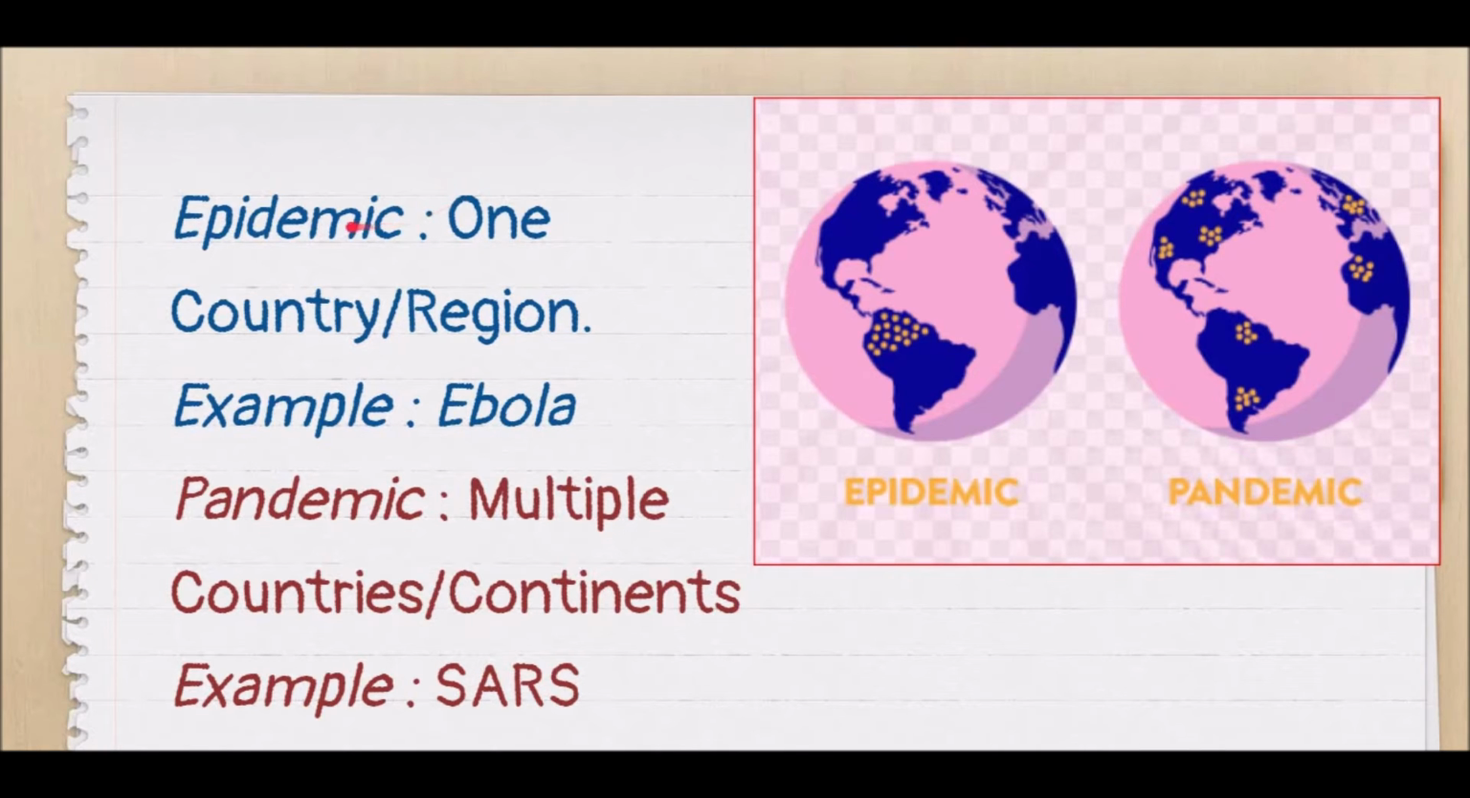So for example, Ebola was an epidemic because it was just limited to one particular region, while SARS or COVID actually spread out to multiple countries, as you can see in this picture. So this picture actually illustrates how epidemic is limited to one country or a particular region, and the pandemic actually spreads to the entire world or multiple countries or even to one entire continent or a country.